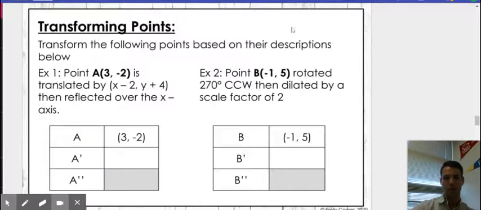In this next portion of our presentation, we're going to be transforming points based on their descriptions of the transformations happening to them. And we'll pay close attention to what our point ends up looking like at the end.